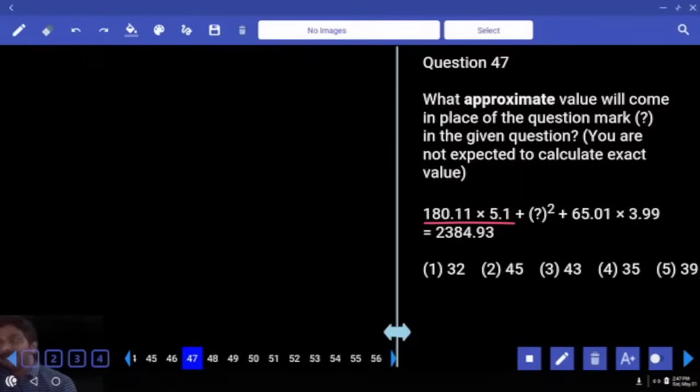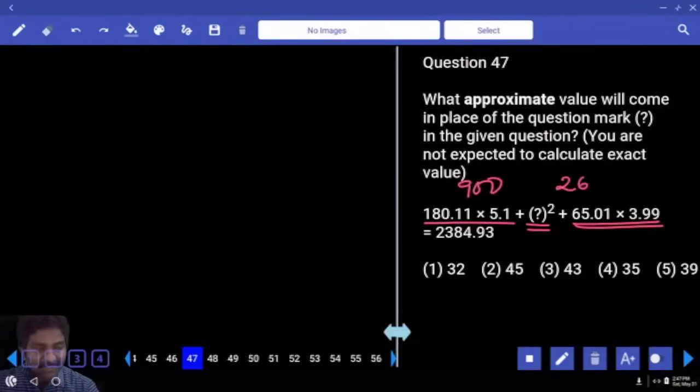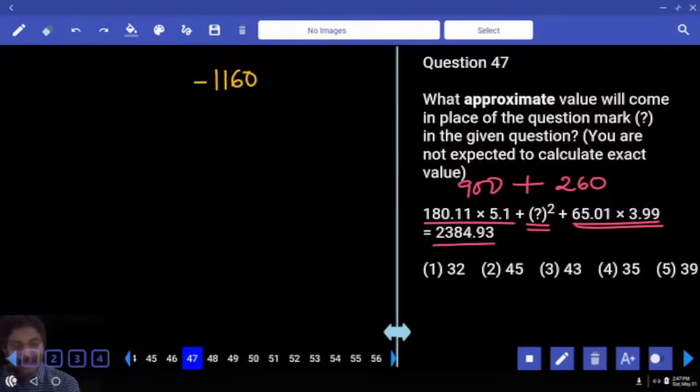180 5 times, 900. X square is there, keep it as it is. 65 how many times? Approximately 4 times. Double, double: 65 double is 130, double is 260. So left hand side we have 900 plus 260. 1160 goes to the other side, becomes minus 1160. Correct? Already we have 2385. This is our x square value.